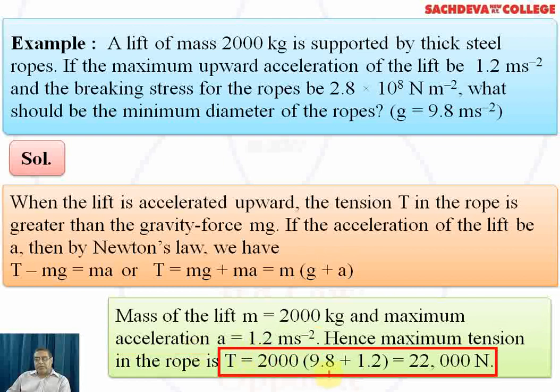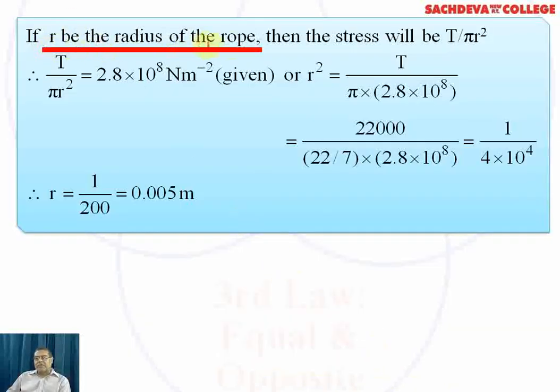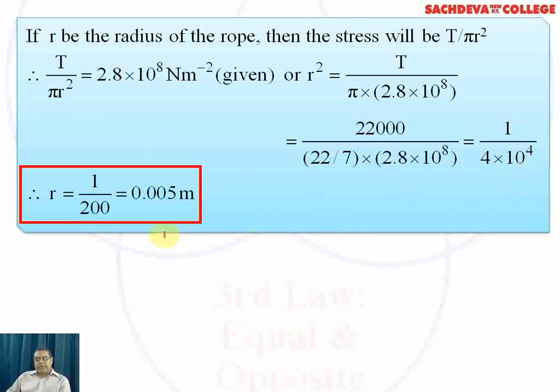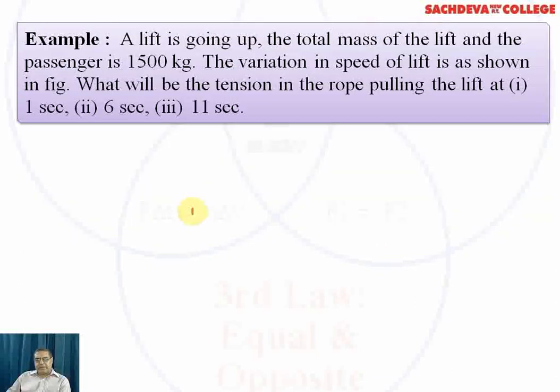So we compute the value in the equation, and the exact result comes to be 22,000 newtons. If r is the radius of the rope, then stress is force over area, and force is tension here. Area of the rope will be pi r square. So from this, we get the value of T over pi r square by putting this value. And r square comes to be 1 over 4 into 10 to the power 4. So from this equation, r is estimated, and it will be 0.005 meters.